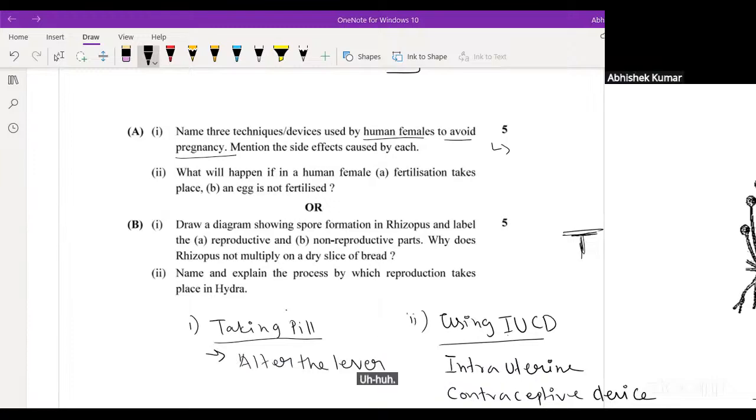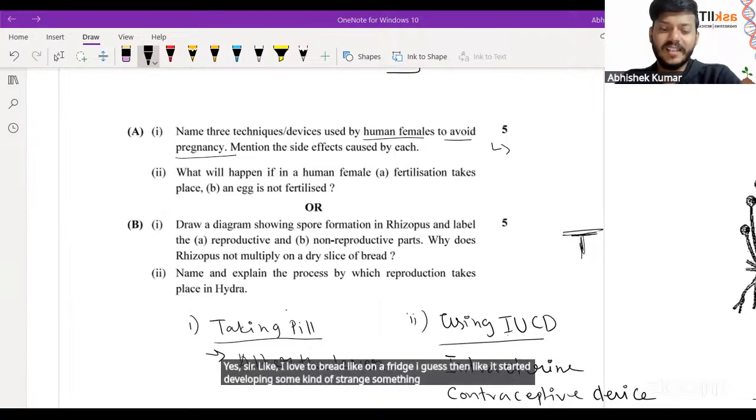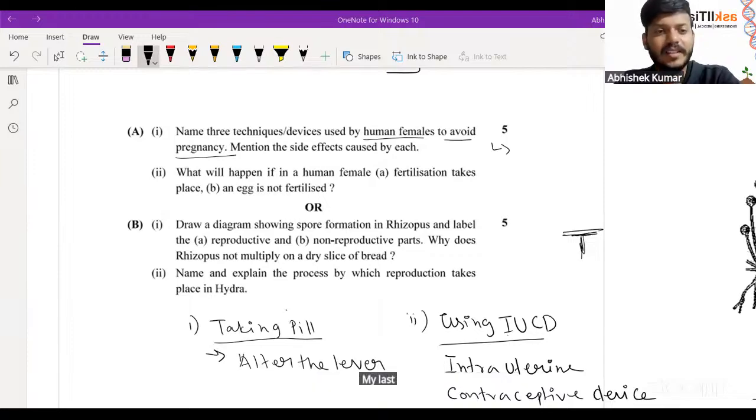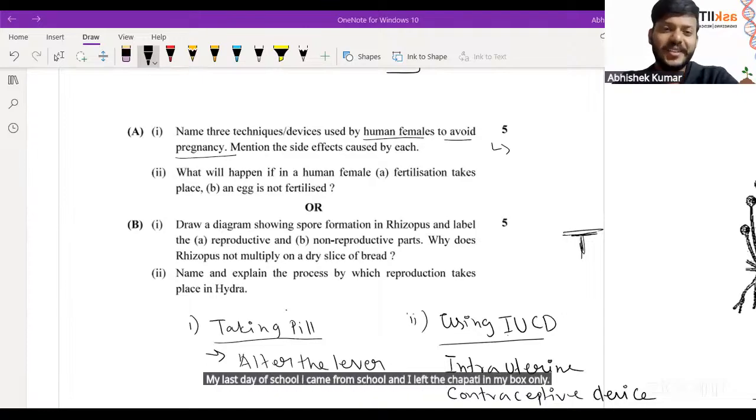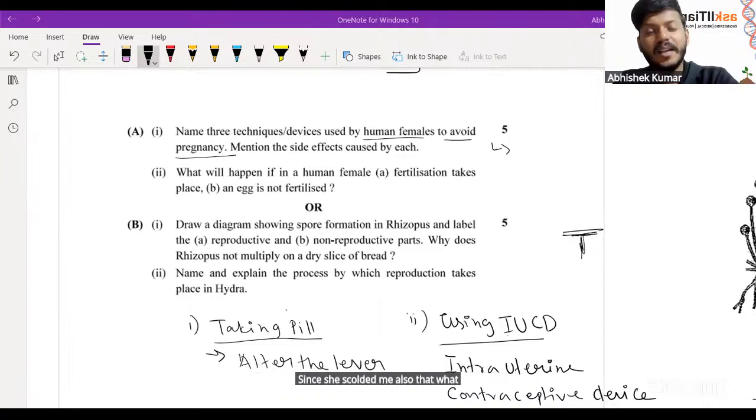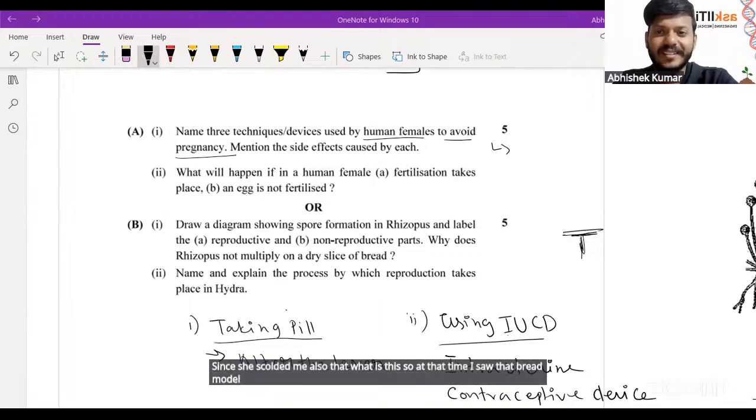Okay, I will tell you a story. During summer vacation, on my last day of school, I came home from school and I left the chapati in my box. When my mom opened that box after 2 days, she saw some fungus. She scolded me also, asking what is this? So at that time, I saw that bread mold.